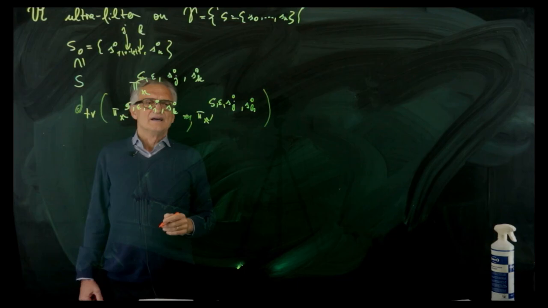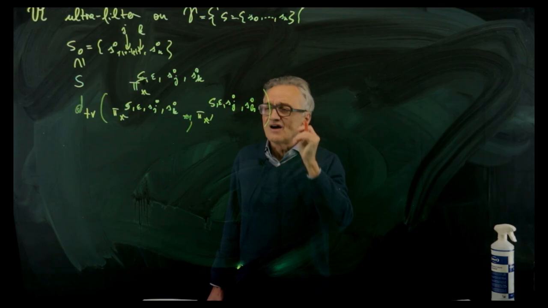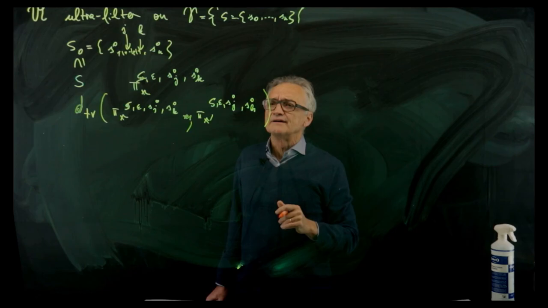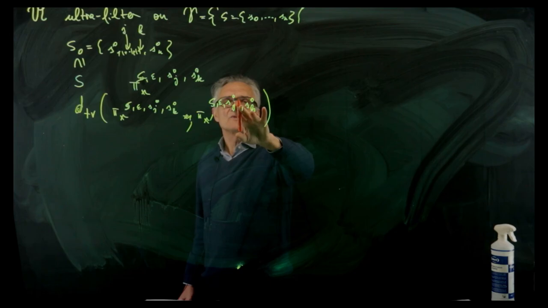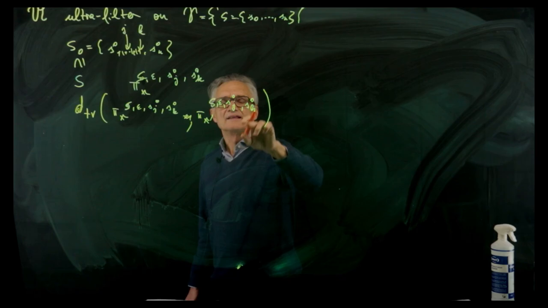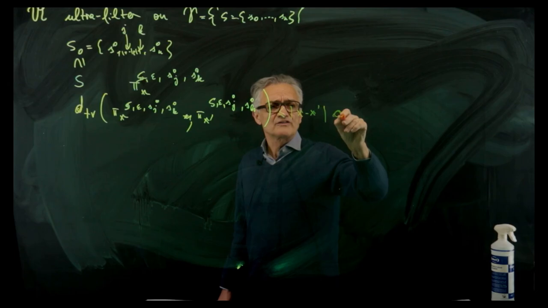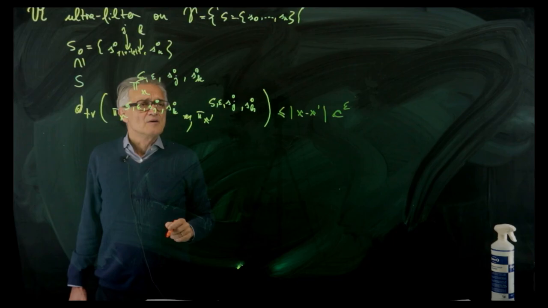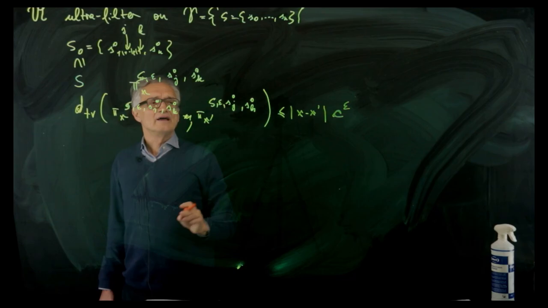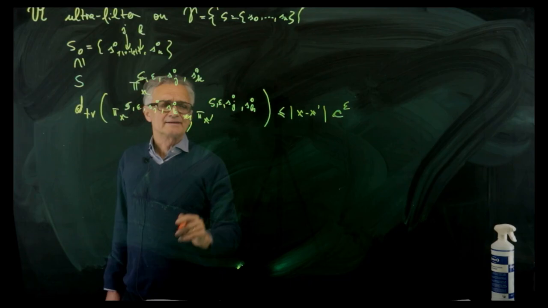This is independent, I can fix here these two things. I don't need a control over the distance of these two things, but this thing here is less than or equal to a constant times x minus x prime, where the constant depends on the epsilon. Otherwise it's uniform here. Well, if they are close, it only gets better. But this works for any such things.